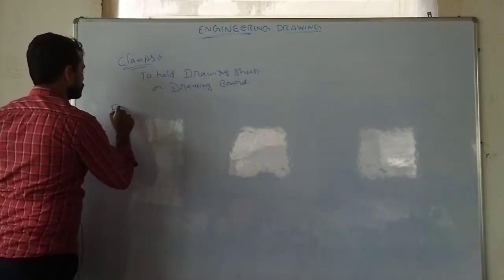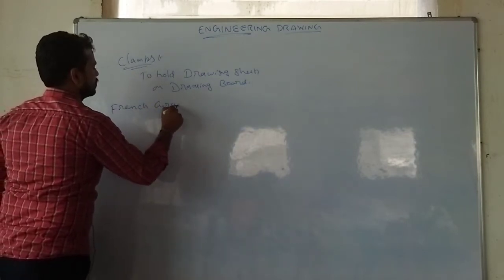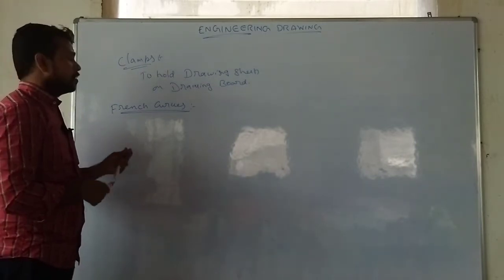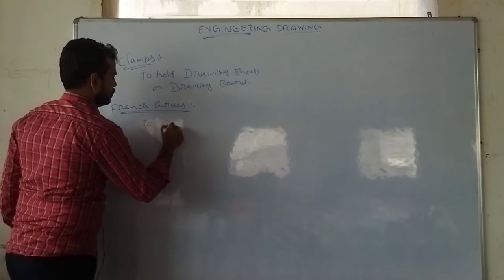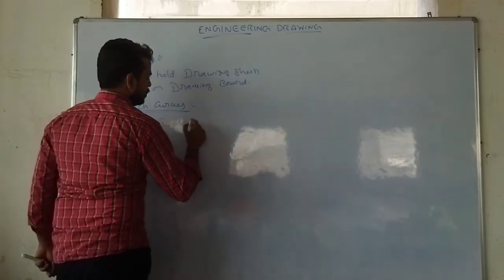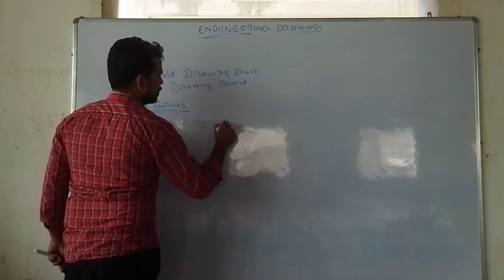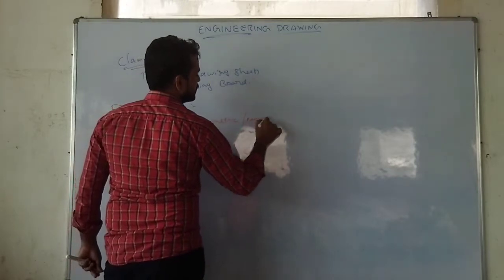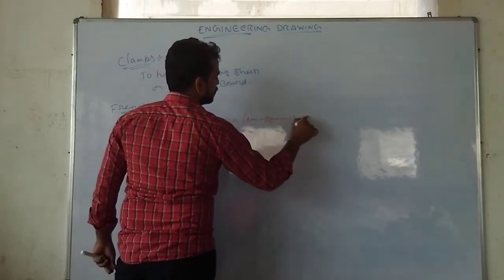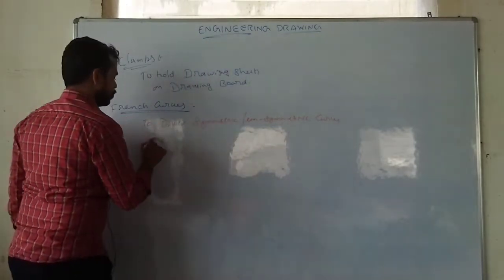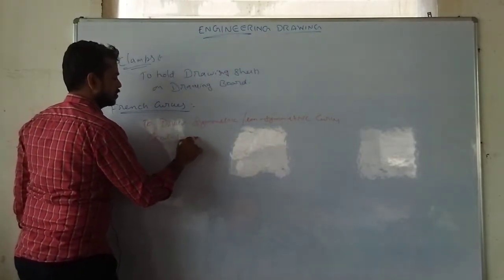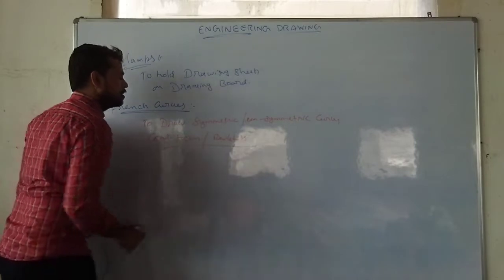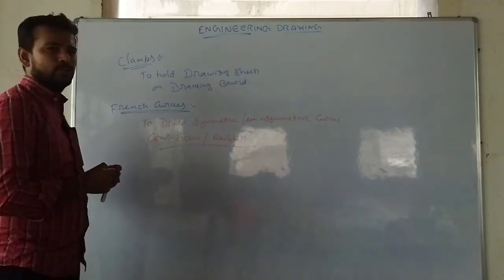And another one is French curves. The purpose of French curves is to draw symmetric or unsymmetric curves, such as conic sections or roulettes. Conic sections or roulettes. Okay, and next thing is eraser, you know.